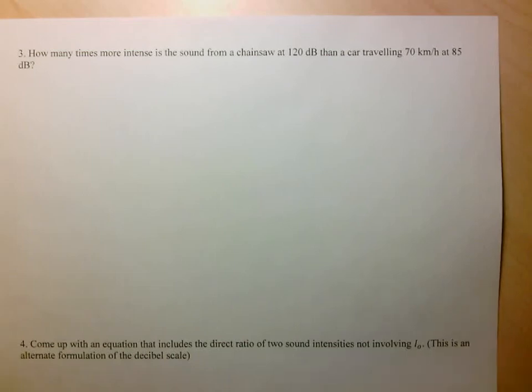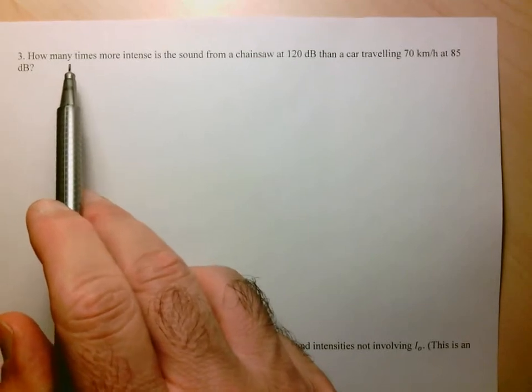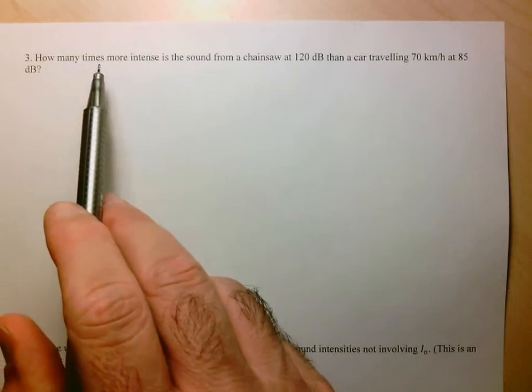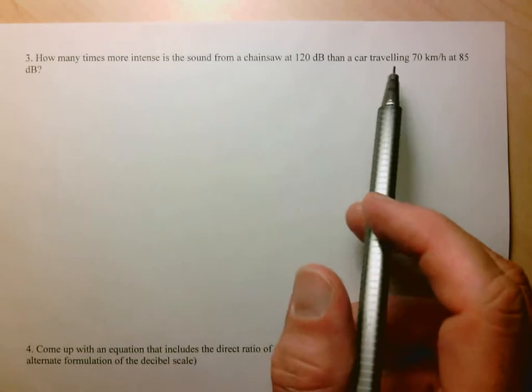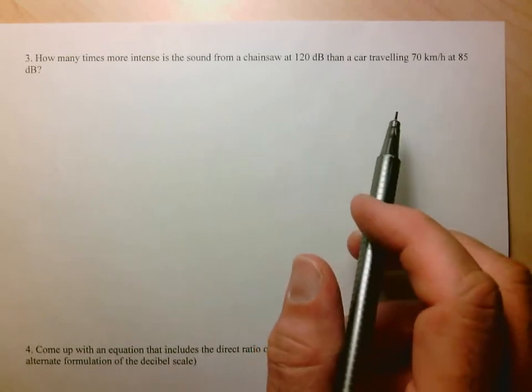Hi folks, we're going to look at the second page of the worksheet from the October 20th class. Okay, so here we have a question which is pretty similar to one we've already seen. It says how many times more intense is the sound from a chainsaw at 120 decibels than a car traveling at 70 kilometers an hour at 85 decibels.